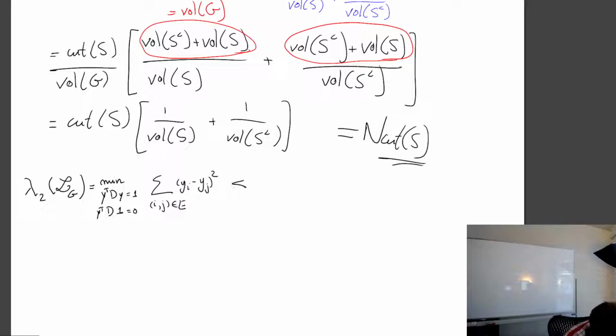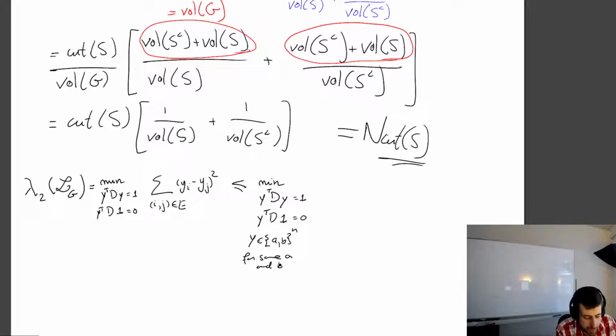Now, of course, this is smaller or equal than if we take the same thing exactly but force it to take only two values. So y now needs to be of the type a, b to the n for some a and b. I'm asking for more, so I'm minimizing over a smaller set, so of course the minimum is bigger.